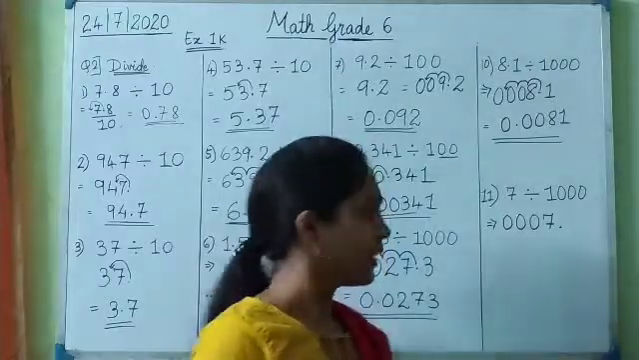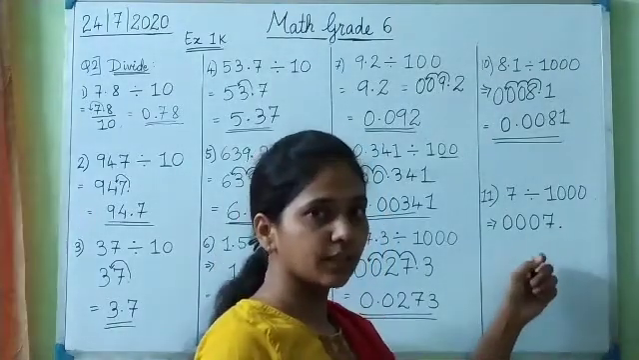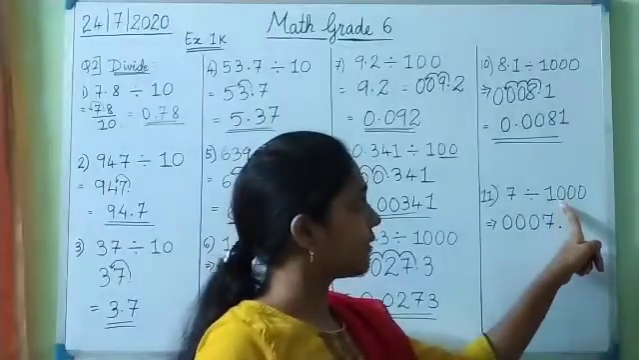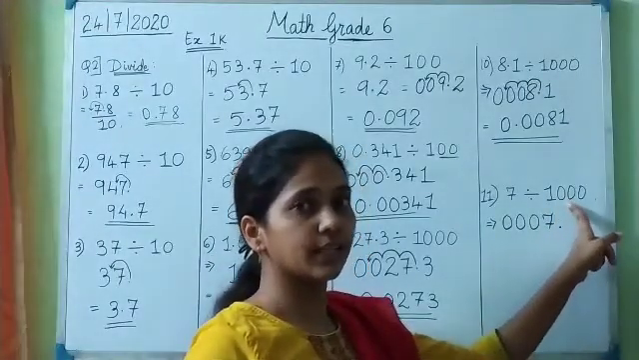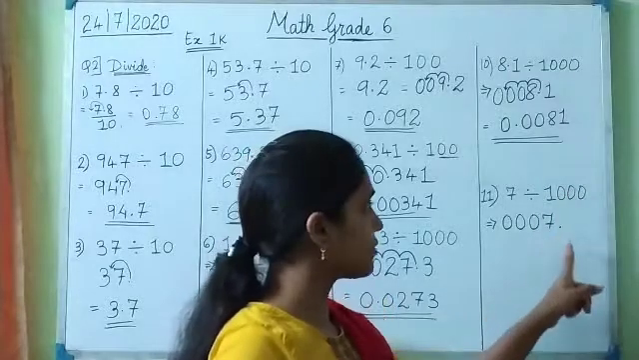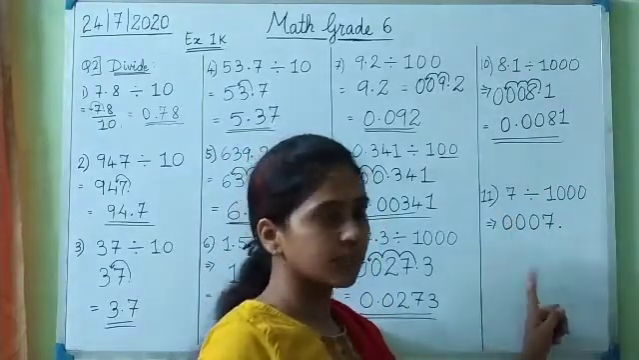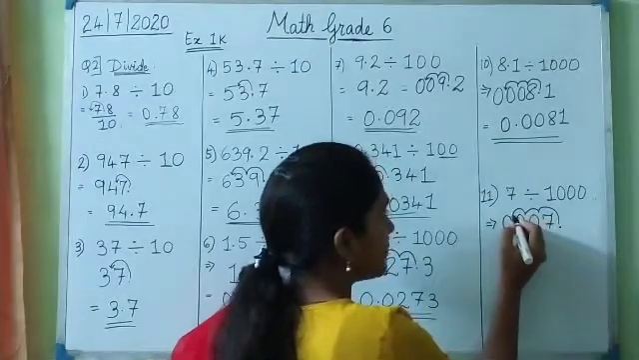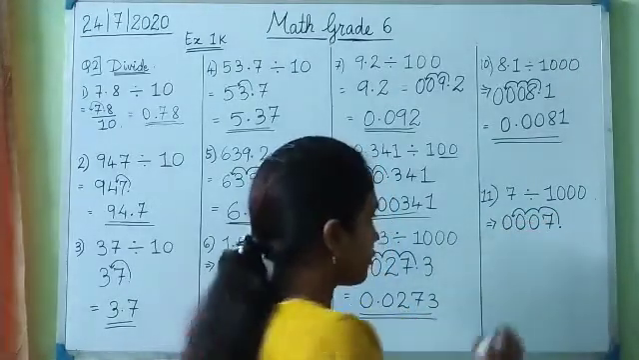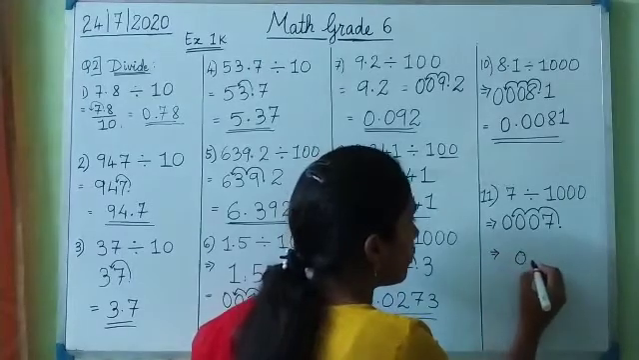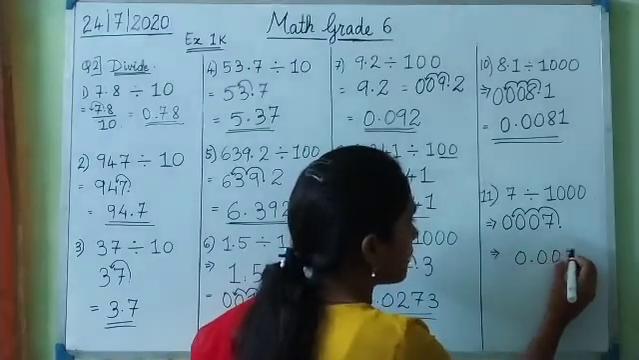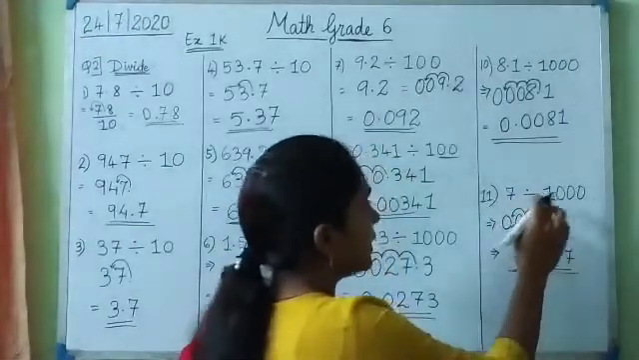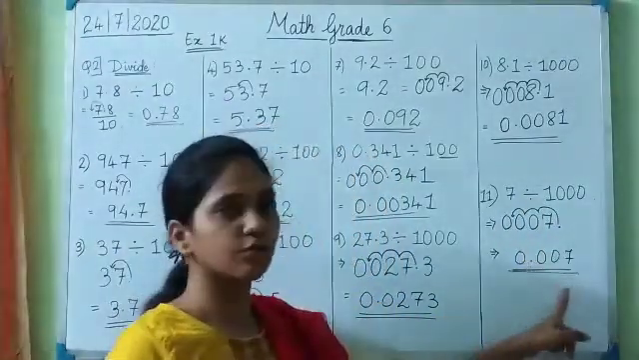0007. Okay. Now I can shift the decimal point by 3 digits. Why am I shifting it by 3 digits? Because it is divided by 1000 and 1000 has 3 zeros in it. Okay. That is why I am shifting 3 times towards the left. Okay. So now shifting this 1, 2 and 3 times, it comes in between these two zeros. So the number now becomes 0.007. Okay. So this is the division. 7 divided by 1000 is 0.007.